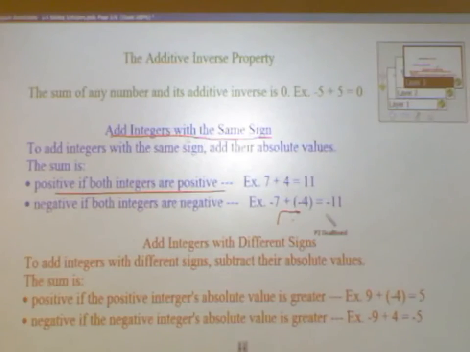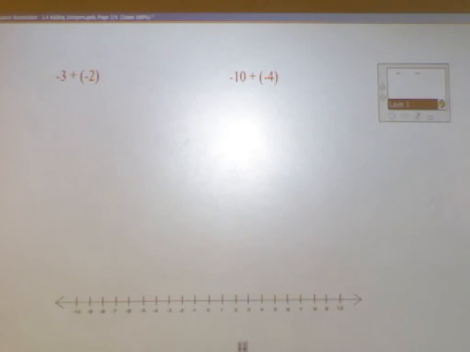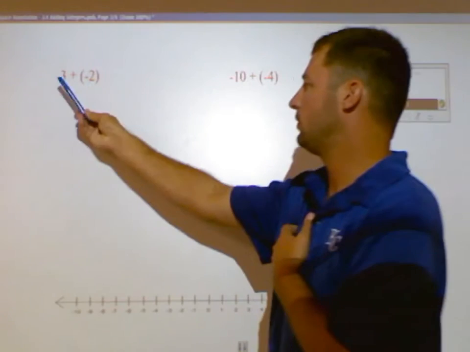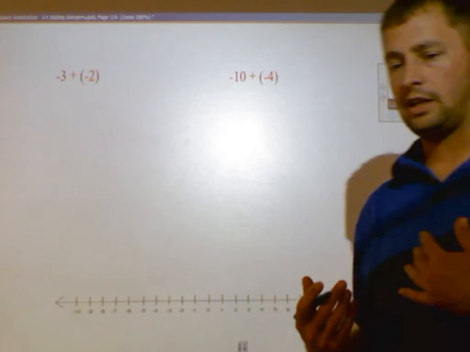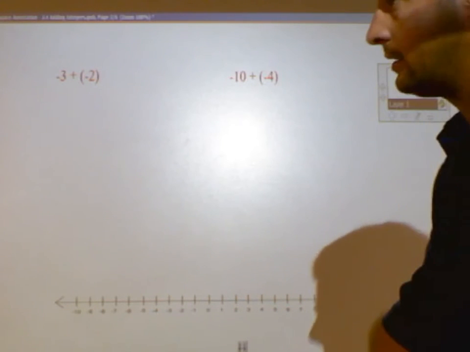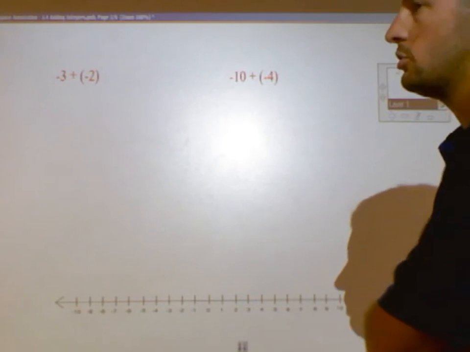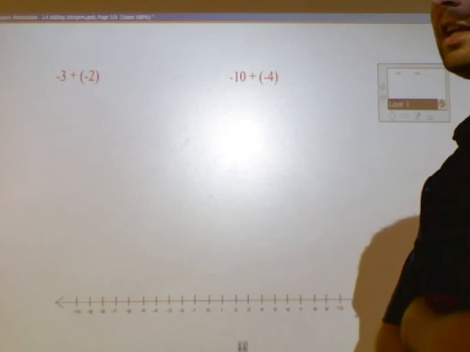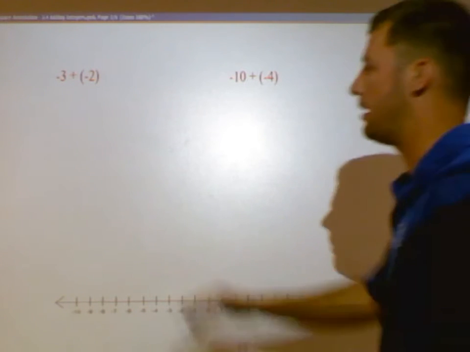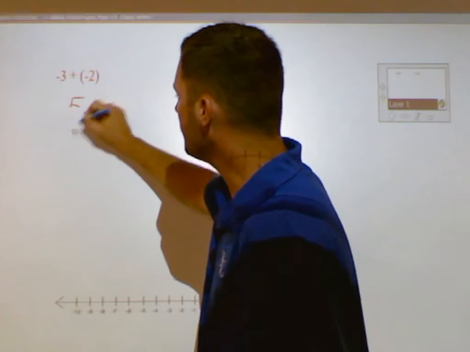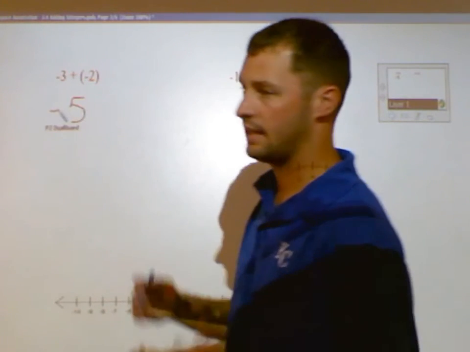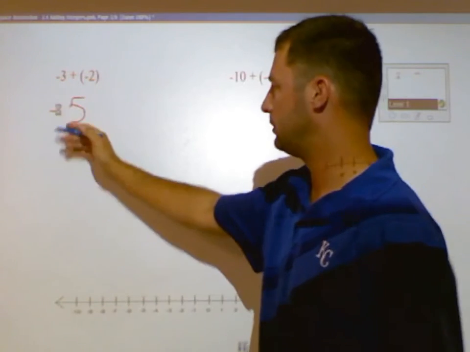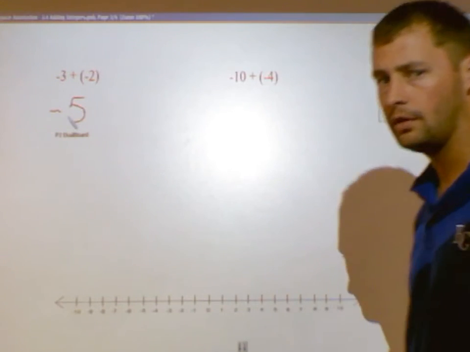Here's a couple examples. The first one's negative 3 plus negative 2. The first thing I notice, looking at my signs, is that both my numbers are negative. So I'm going to treat them like absolute values and just add them together. 3 plus 2 is 5. However, since I know that both are negatives, negatives and more negatives give me negative 5, not positive.